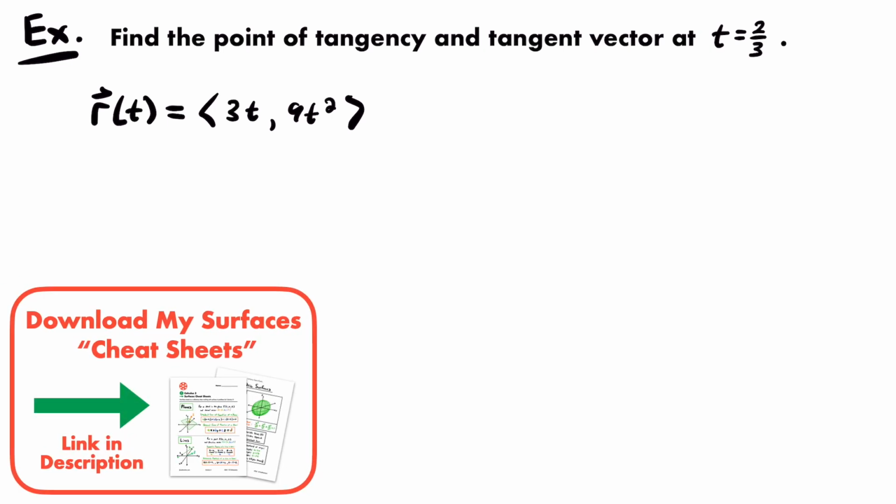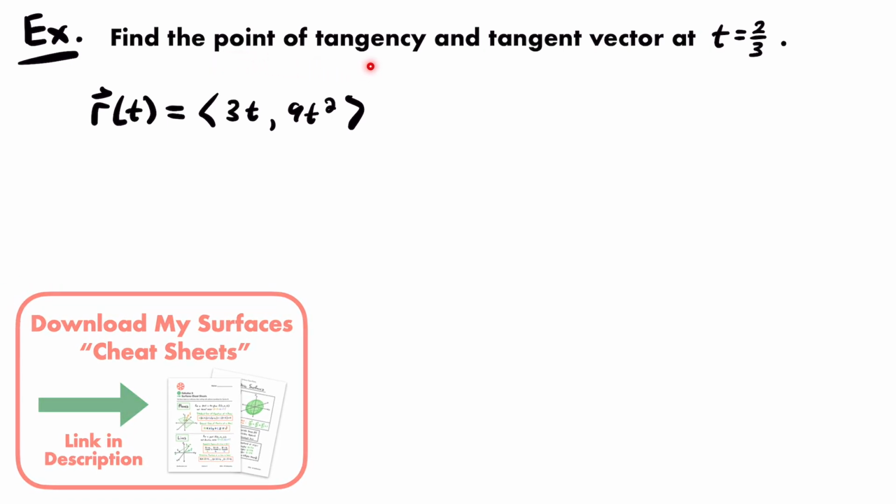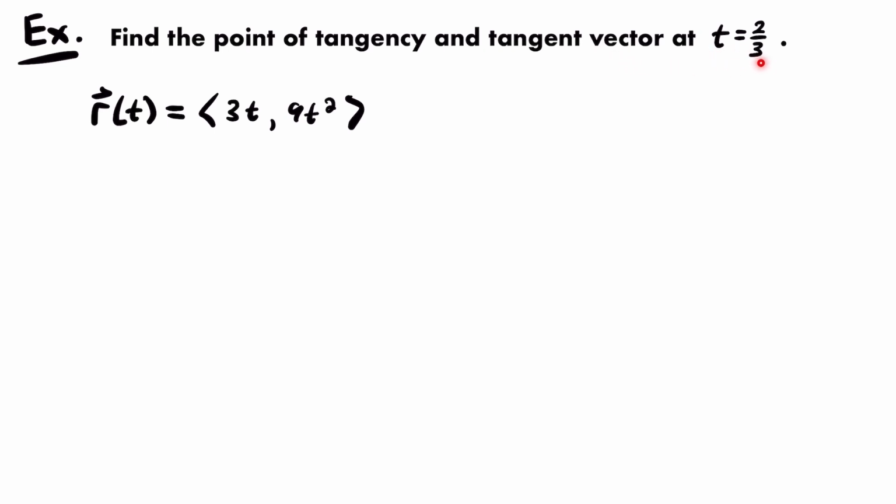Before we try to find a point of tangency or the tangent vector at this specific value of t, since we're just working with a plane curve, I do want to draw a picture so that you can see what this tangent vector will look like once we find it. This is not a requirement for these examples. You do not need to draw a graph of the curve represented by the vector function, but it certainly will help you understand what you're doing.